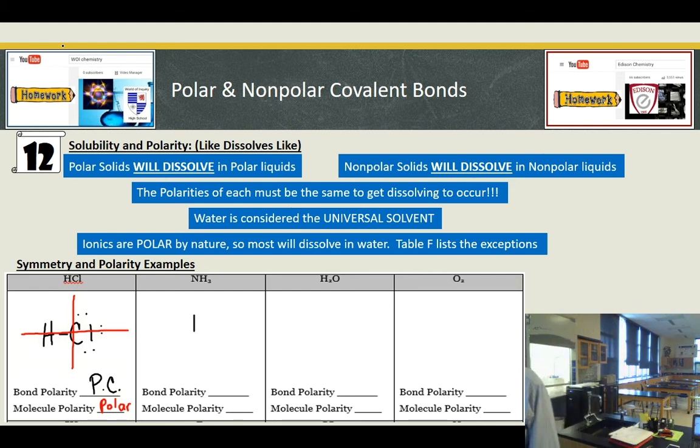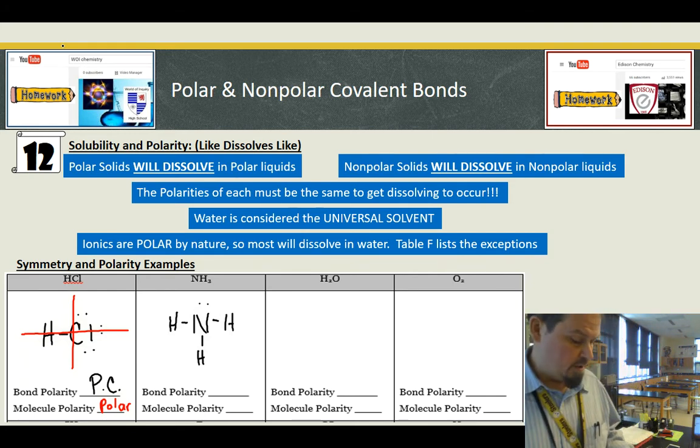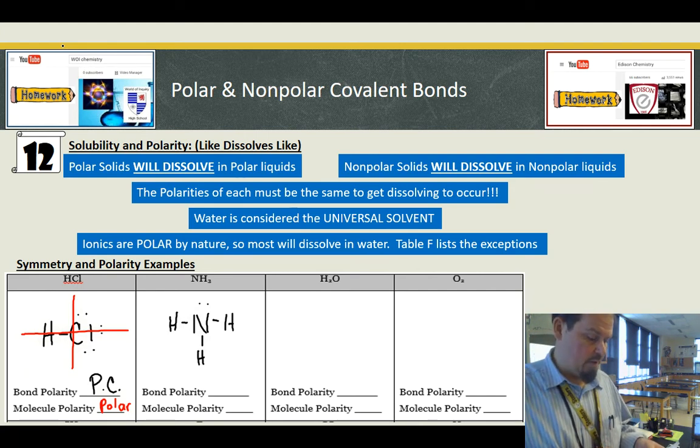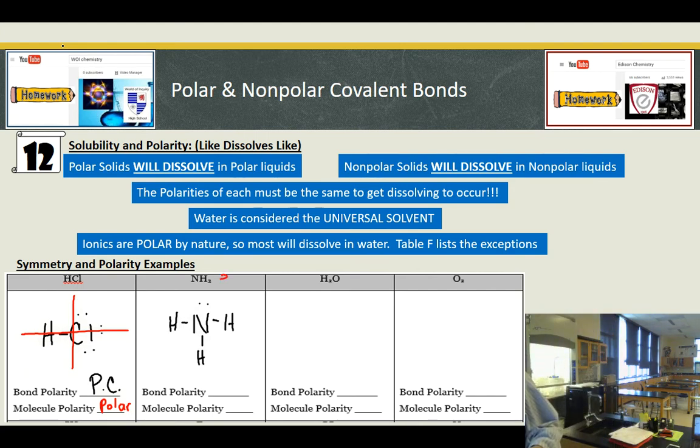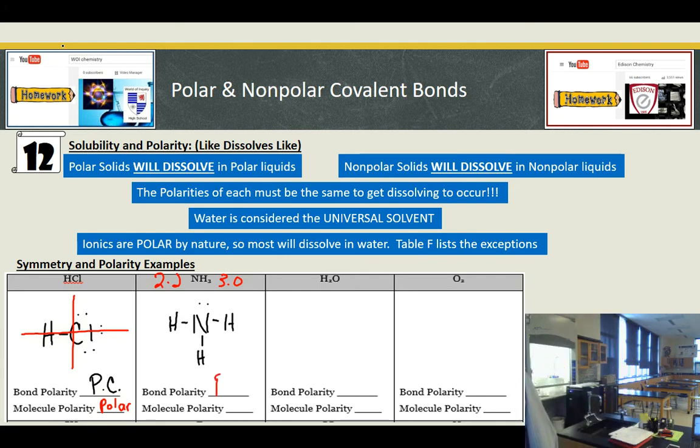NH3, let me draw this one pretty quick. I've got N bonded to 3 H's, and I know there are 2 lone electrons up top. This was part of our notes. Bond polarity, nitrogen and hydrogen. Nitrogen is 3.0 and hydrogen is 2.2, so the electronegativity difference is 0.8, which makes it polar covalent. Then molecule polarity. When I cut it this way, it's the same, but when I cut it this way, it's not. So this is polar.